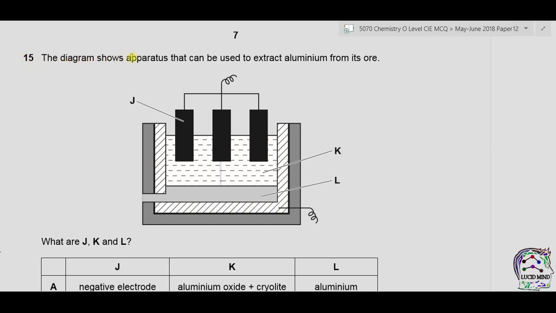Question 15. The diagram shows apparatus that can be used to extract aluminum from its ore. What are J, K and L? This is J, this solution is K and this is L. Now you must know the names of these. J is black in color and it is carbon anode, which is positive.